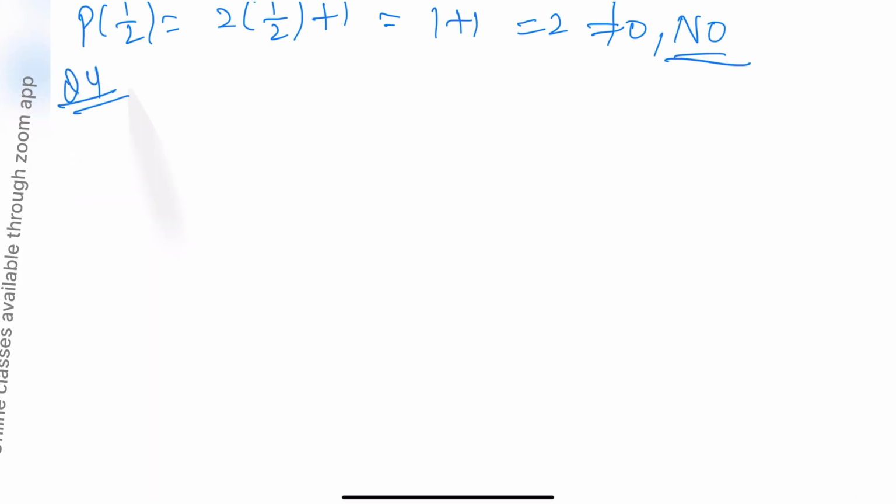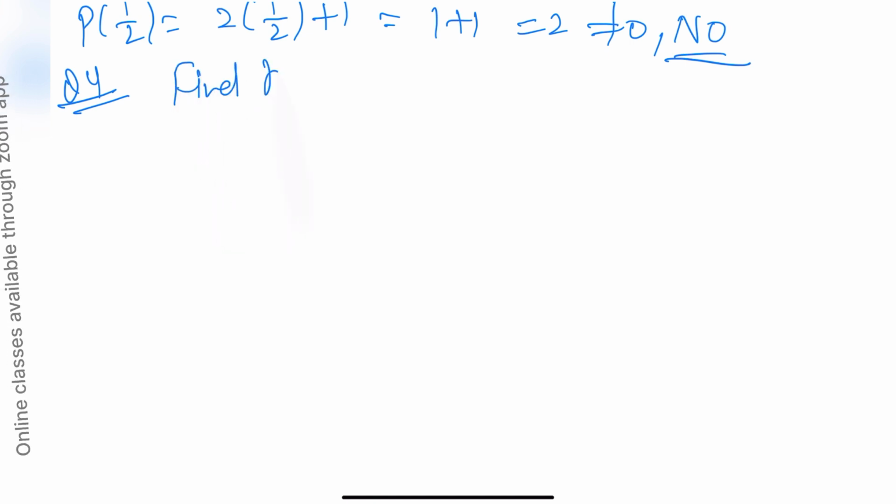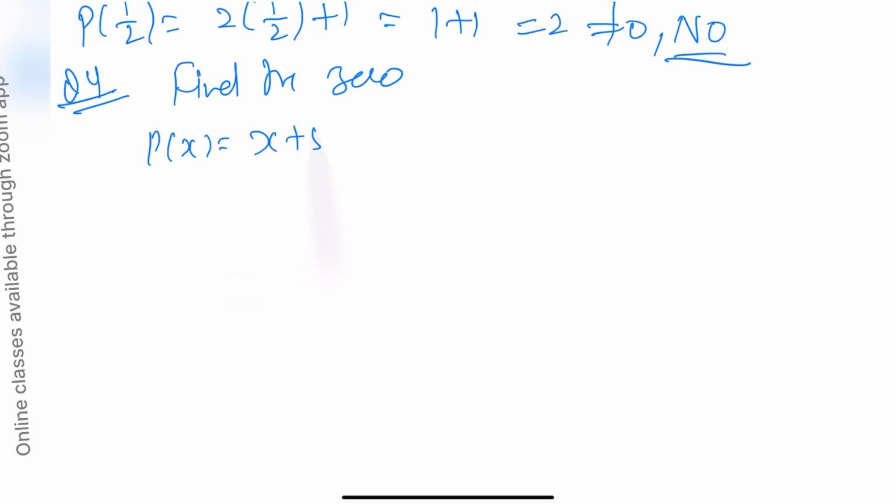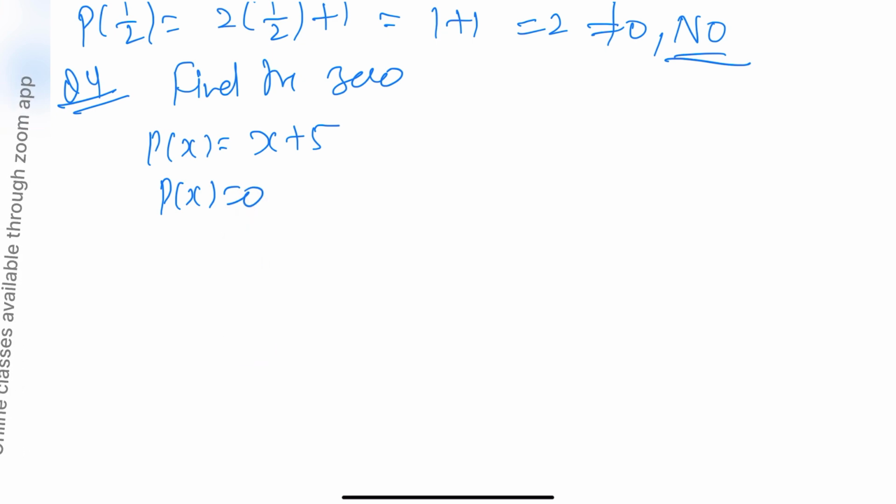Now next question is question number 4. Find the zeros. Now we have to find zeros. That means for the given polynomial, you have P of x is equal to x plus 5. So to find the 0, put P of x is equal to 0. First we have to check whether these are the 0, so in place of x we put that value. Now to find the 0, put the polynomial of x is equal to 0.